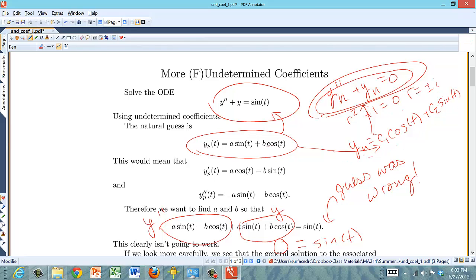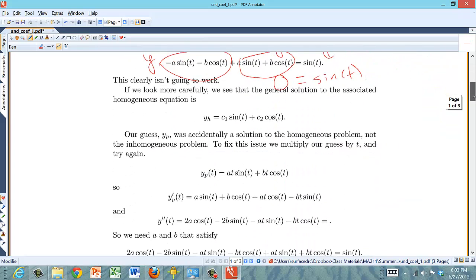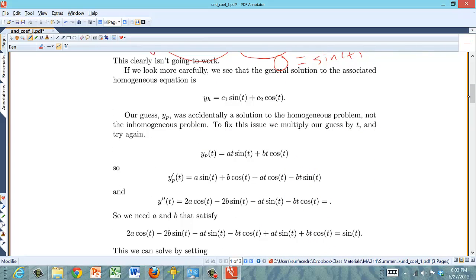And you can see that by first solving the associated homogeneous equation, getting its form, and then saying, hey, am I about to guess a solution to the homogeneous equation instead of the inhomogeneous equation? And in this case, yeah, we were guessing a solution to the homogeneous equation. So what should we do? I'm just going to tell you that if your guess accidentally solves the homogeneous problem, you just go ahead and multiply your guess by t.